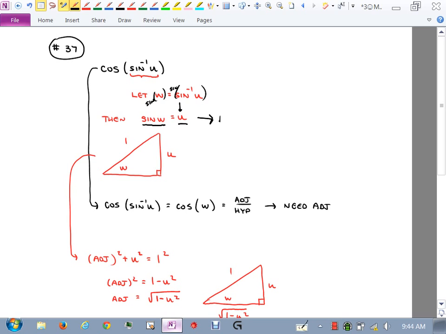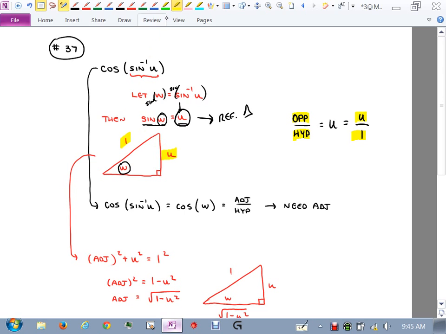Now, if I take this statement, sine of w equals u, I can draw what we call the reference triangle. The reference triangle says my angle should be w, so I call that w. Sine is u, which means sine is opposite over the hypotenuse. That should be equal to u, but u is the same as u over 1. That means my opposite side would be u, and my hypotenuse would be 1. So I labeled my triangle that way.